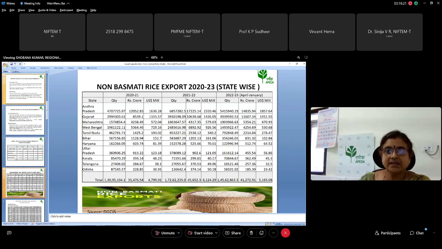So what is the scenario state-wise if we see? Andhra Pradesh ranks first among the states in exporting non-basmati rice, followed by other states like Gujarat, Maharashtra, West Bengal, Tamil Nadu and other states. So this is the state-wise scenario which you can see, and the export figures are increasing every year.